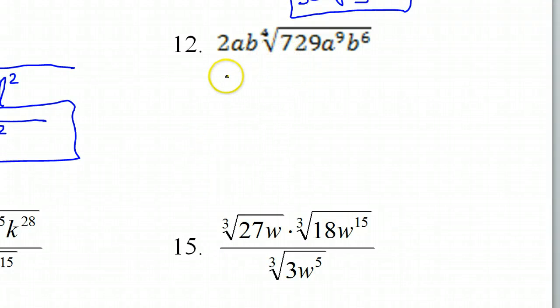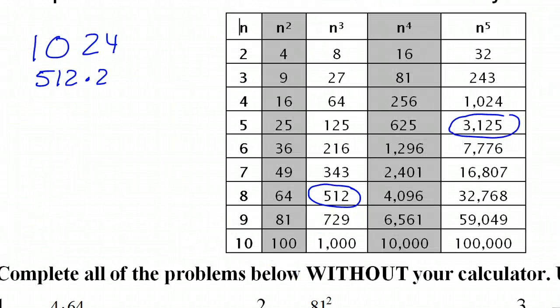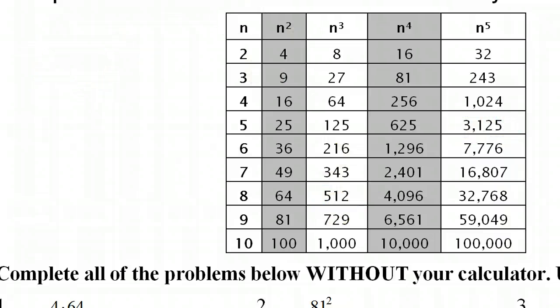Okay, number 12. So I've got this 2ab I've got to deal with. I'm just going to leave that alone for right now. Now, fourth root. Let's see if 729 is on the list. Okay, fourth root, no 729.